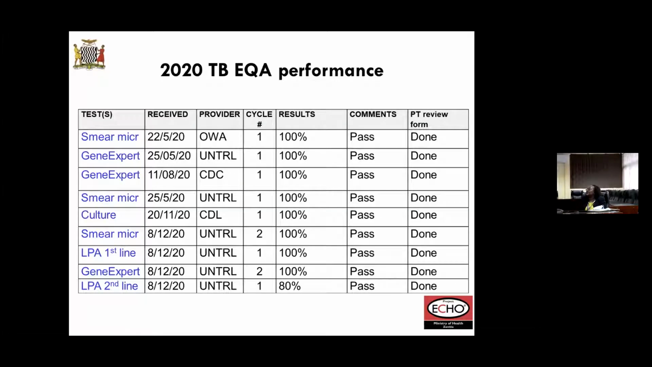Okay, so I thought it would be good to share what the performance for the TB lab for 2020 was, and they got 100% in all the different aspects. You can see on the far left column that for smear, for gene expert, for culture, for LPA first line, all of those, we have external assurance programs, and that is how they fared as a TB laboratory. Unfortunately, today I don't have the data for CDL, but I believe they also did well in order for them to have their accreditation status.